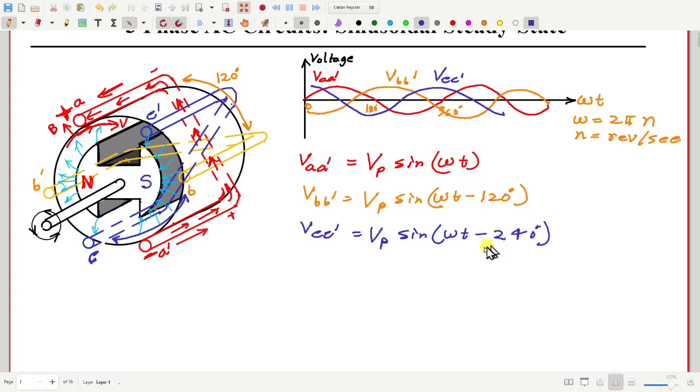Okay, now this V_CC' you can also write in this way: omega t plus 120 degree, because we are just adding 360 degree. So adding 360 degree doesn't change anything. Okay, so basically we have three voltages at 120 degree phase difference from each other. Okay, is that fine?